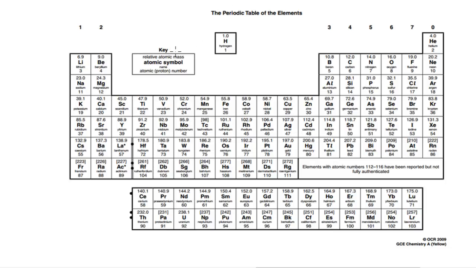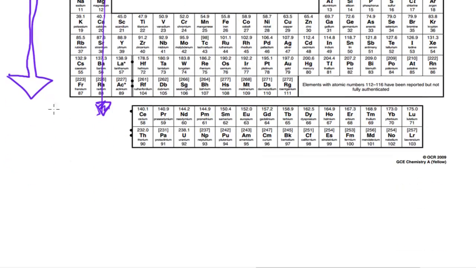Now, if you actually took a look at the trend in reactivity, you would find that as you go down the group, reactivity increases.